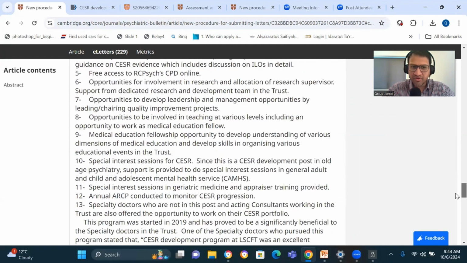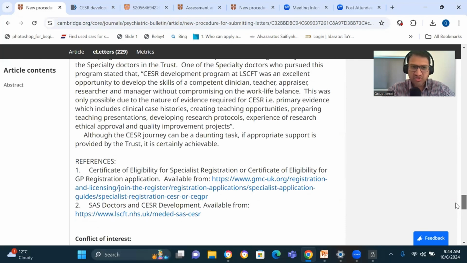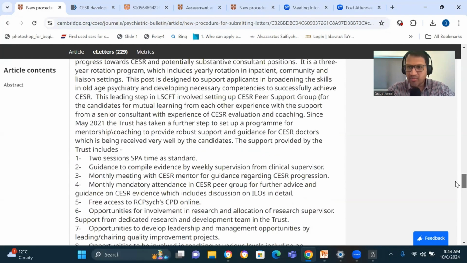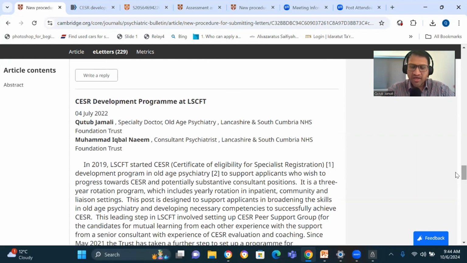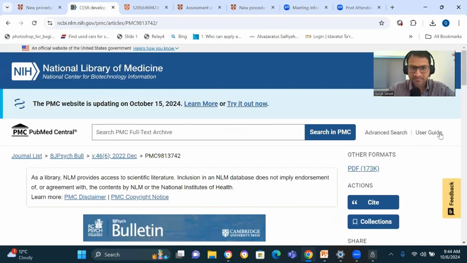It's a 500-word article with references. It's only 2 years, but the maximum they allow is 5 or 6. It's very short. Now, what happened with this? There was an e-letter publication on 4th July 2022, and then after a few months, I received an email from the journal that this has been accepted for a correspondence article, and this is how it looks.